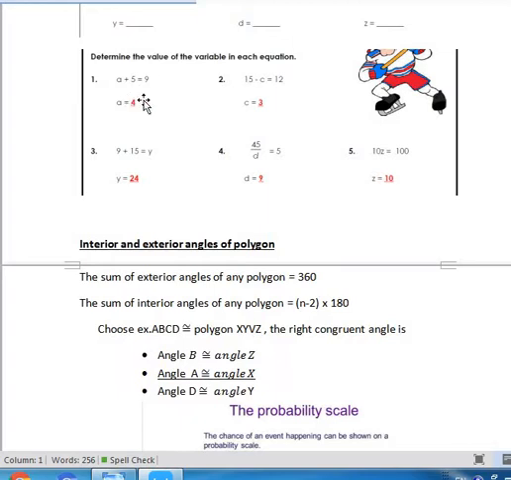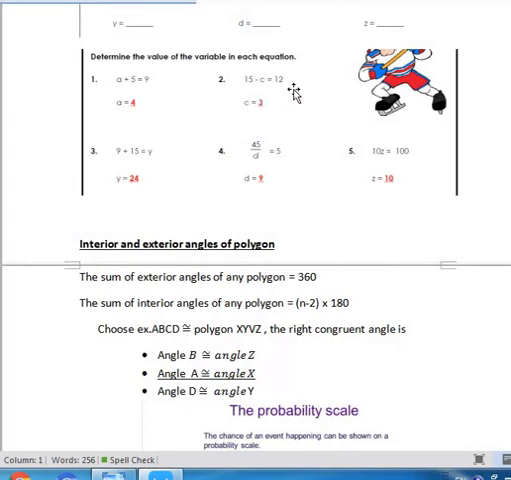Or I can do it by another method. I can put the positive 5 on the other side. We change the sign when we move it from this side to the other side. I change the sign from positive to negative. So a equals 9 minus 5, which equals 4.